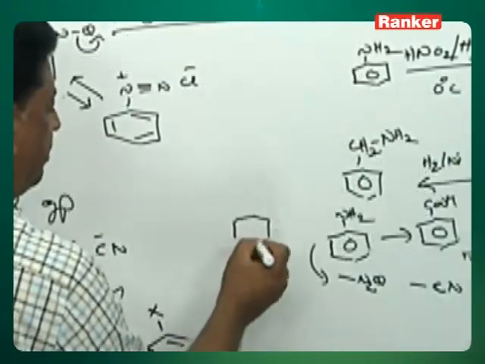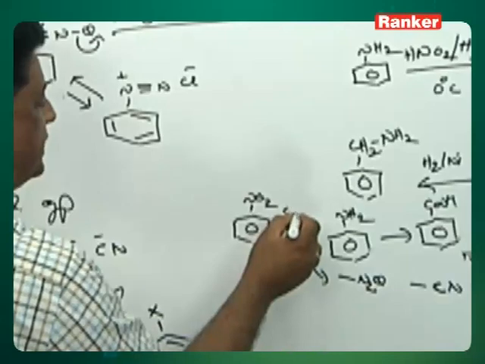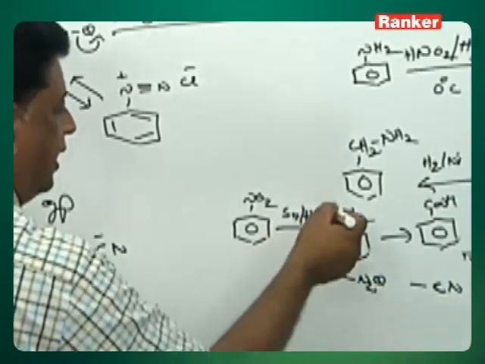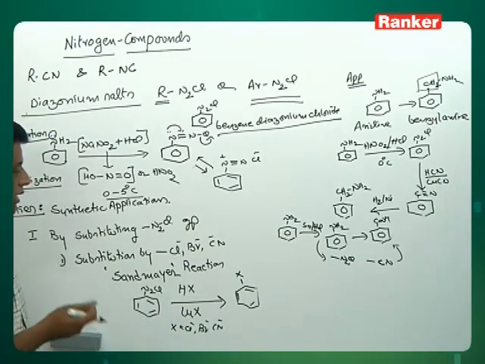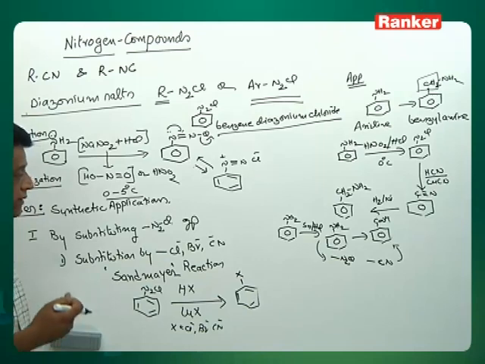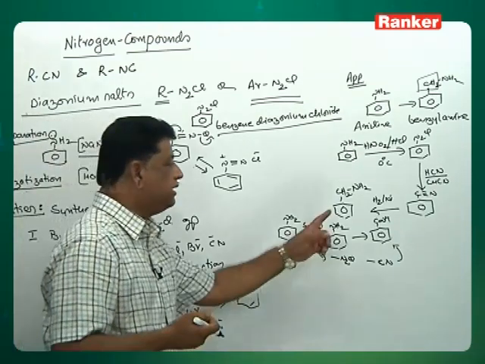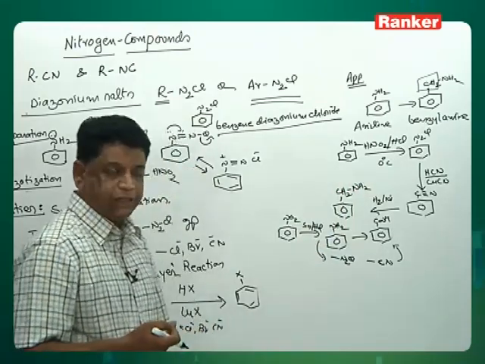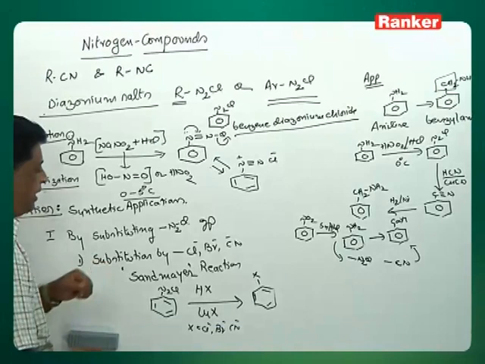You can go for the benzene, nitration, reduction with tin HCl. You will get this aniline, then the corresponding benzene diazonium chloride, then cyanide, and then the hydrolysis will give the carboxylic acid, and reduction of the cyanide will give the 1 degree CH2NH2. So this is the number one reaction, the Sandmeyer reaction.